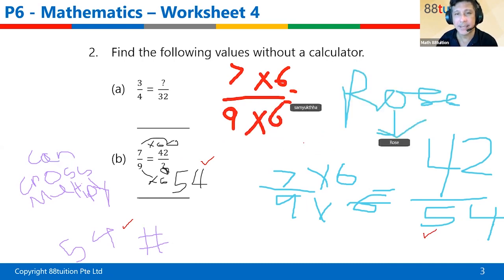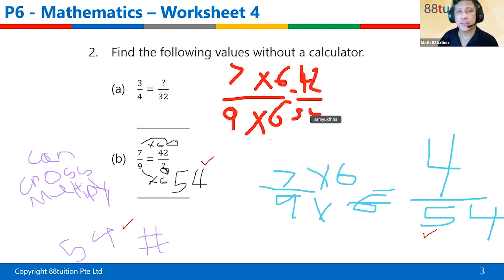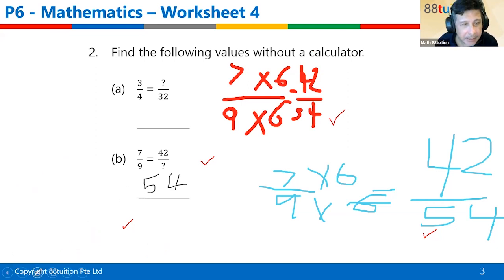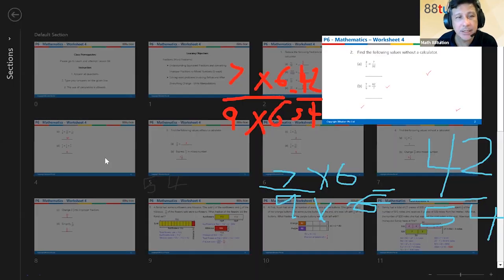Okay, yeah, Rose, yes, I know that's your handwriting. Yeah, you're correct. Samilta is giving us the answer now. So the bottom 9 times 6, yes, 54. Okay, all right, good job. So far, so good, huh? Let's just move on to our next question then. So let's find our next question.